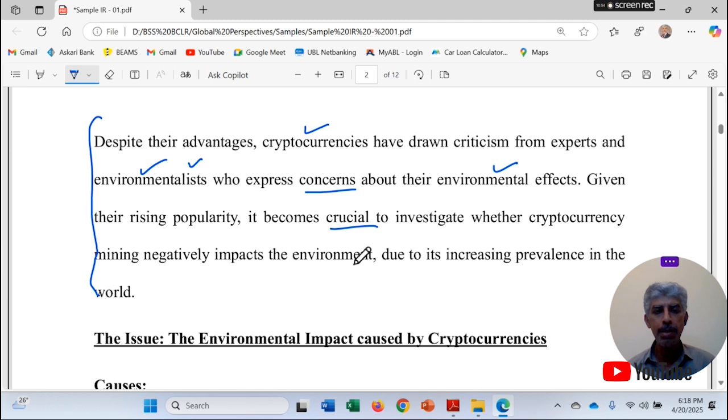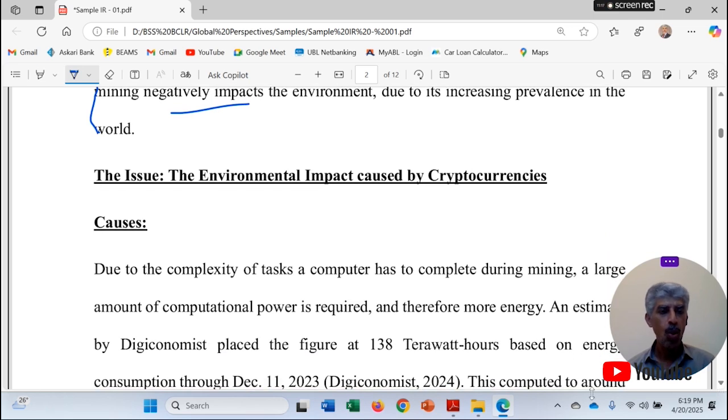So that is the negative relationship between these two, as they are the crucial ones, and there are concerns over that, increasing negative impacts on the environment due to its increasing prevalence in the world. As cryptocurrency mining is increasing, definitely more and more negative impacts are coming onto the environment from this particular phenomenon, that is cryptocurrencies. So now you are supposed to highlight one issue in relation with the question, the environmental impact caused by cryptocurrencies. So that is the issue highlighted. You are supposed to highlight one issue.